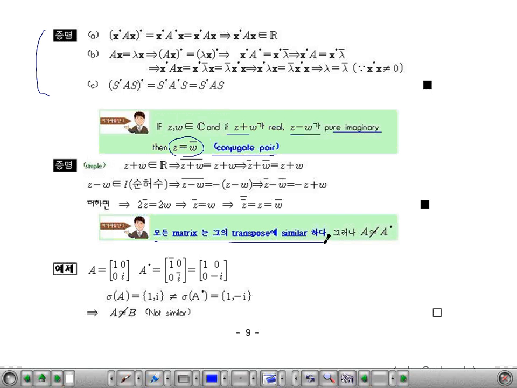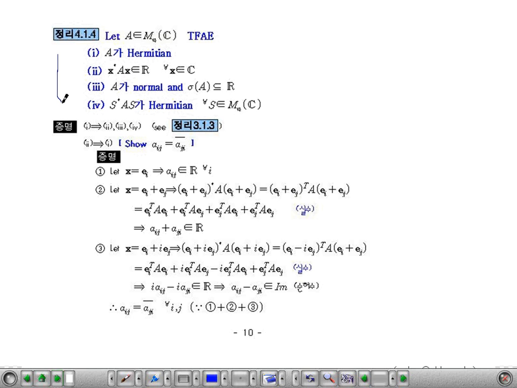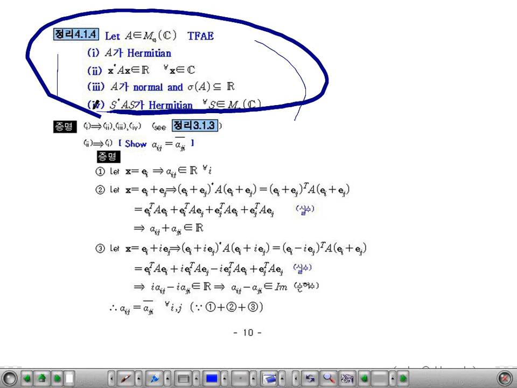Here one fact is that every matrix is similar to its transpose, but may not be similar to the conjugate transpose of A. This was the example. And this was the proof that we learned. The end.